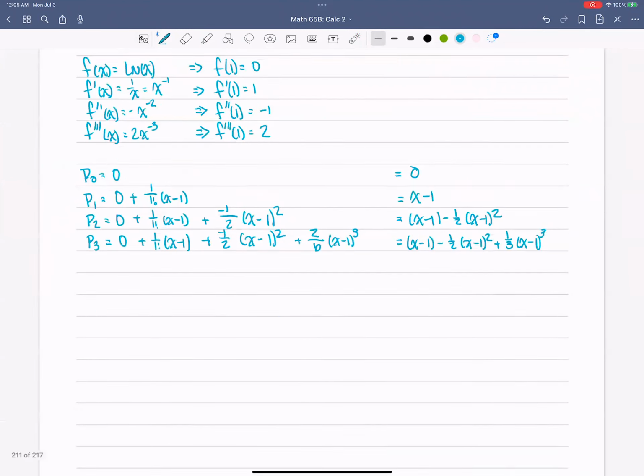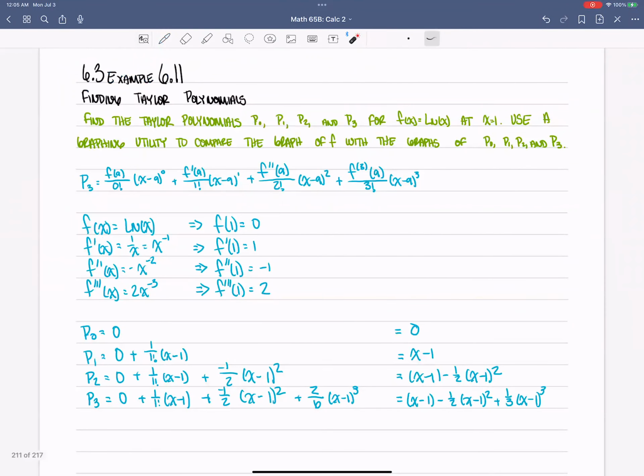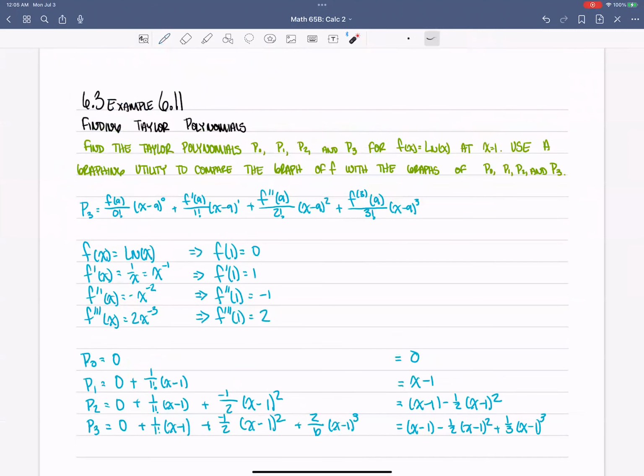And let's see what else I wanted us to do. So we found each of these. So use a graphing utility to compare the graph of f with the graphs of these over here. So just a sec.